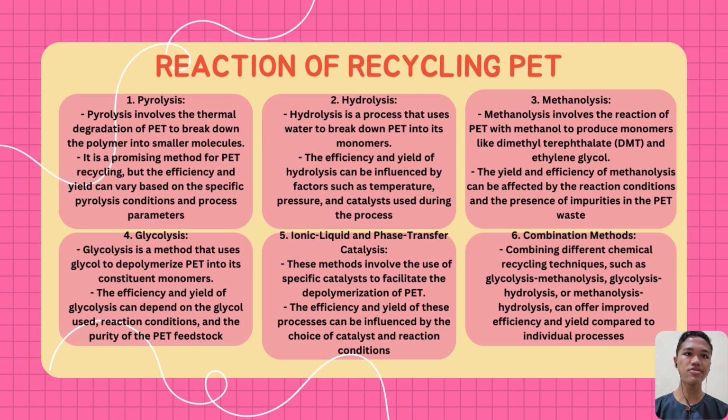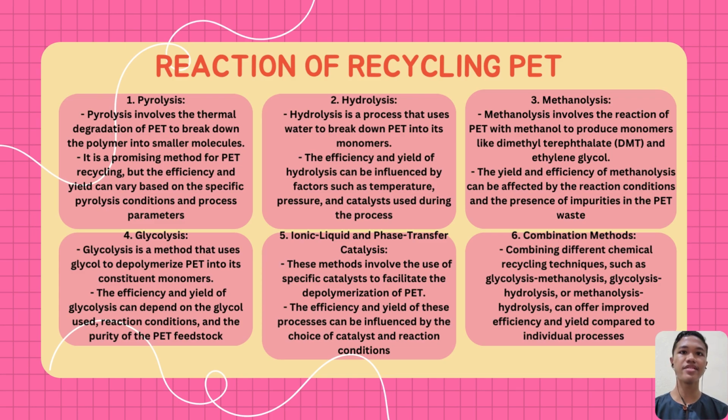Hydrolysis. Hydrolysis is a process that uses water to break down PET into its monomers. The efficiency and yield of hydrolysis can be influenced by factors such as temperature, pressure, and catalysts used during the process. Methanolysis. Methanolysis involves the reaction of PET with methanol to produce monomers like dimethyl terephthalate (DMT) and ethylene glycol.